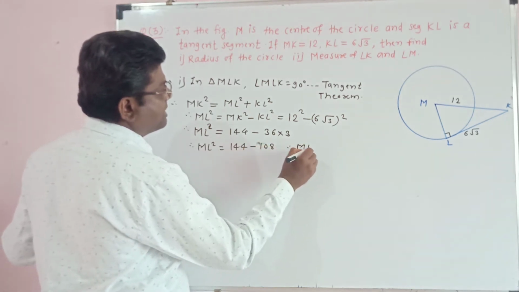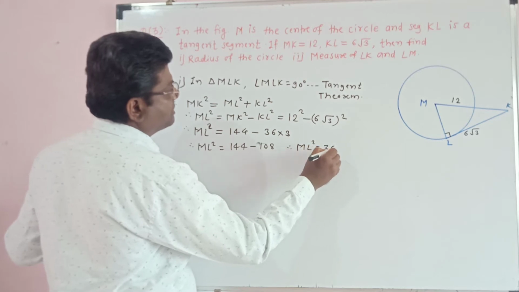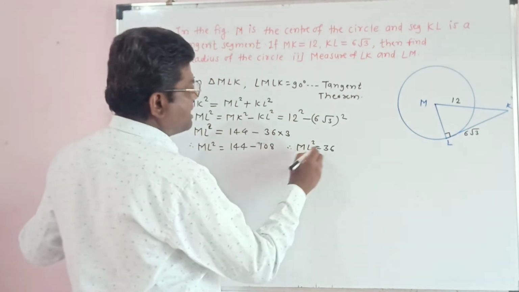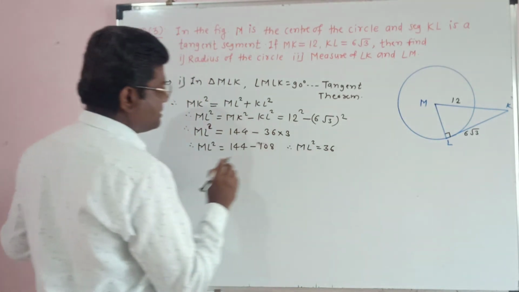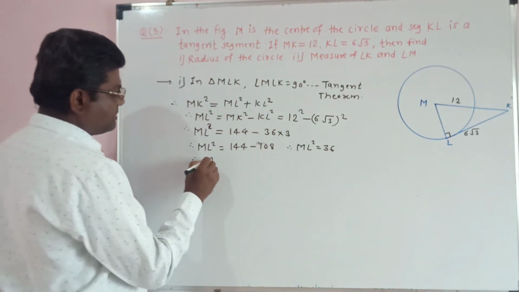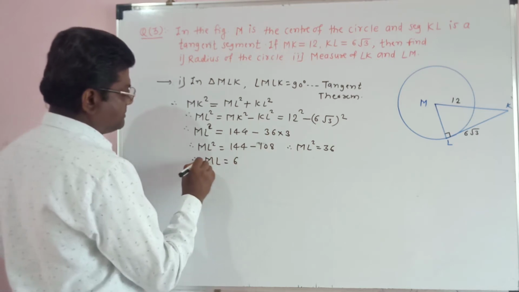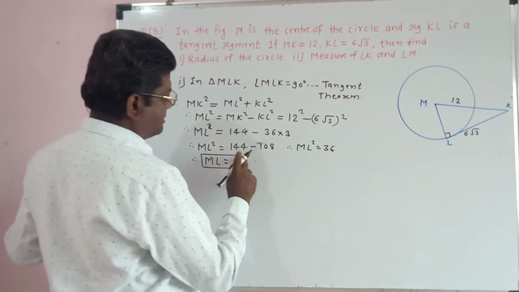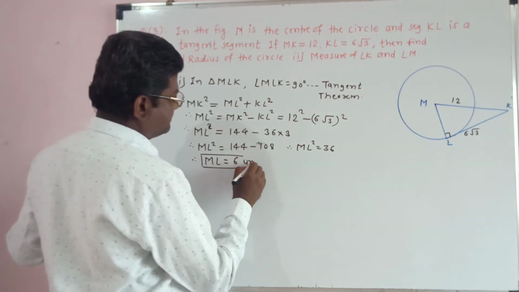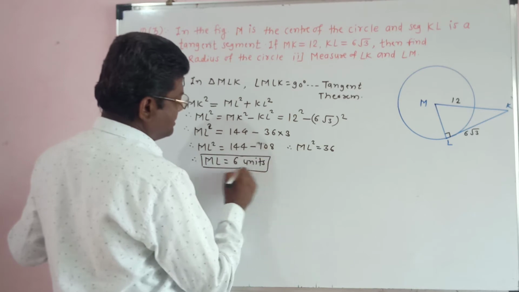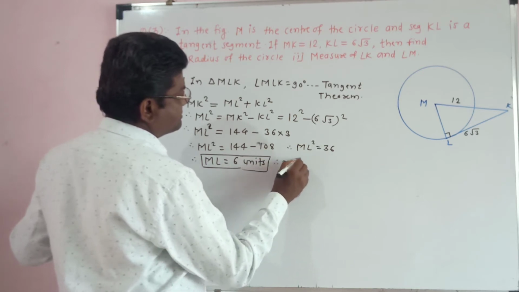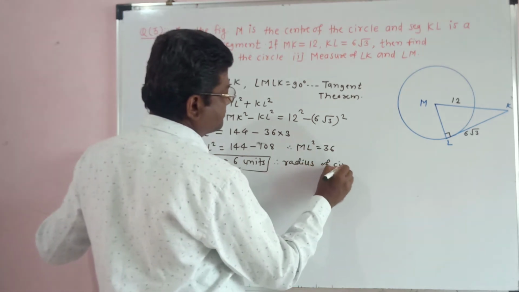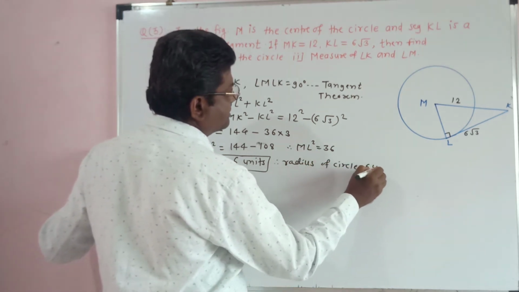Therefore ML square is equal to 144 minus 108 will be 36. So we have ML is equal to 6. So value of ML is equal to 6. Here we write units, 6 units. Therefore radius of circle is equal to 6 units.